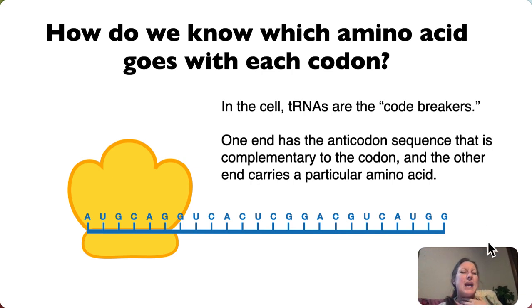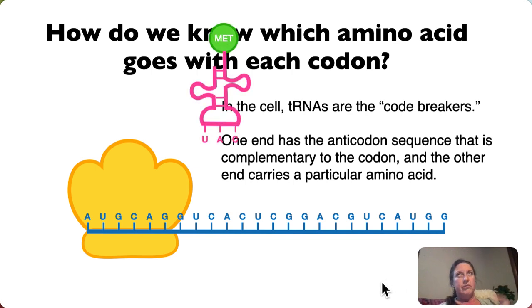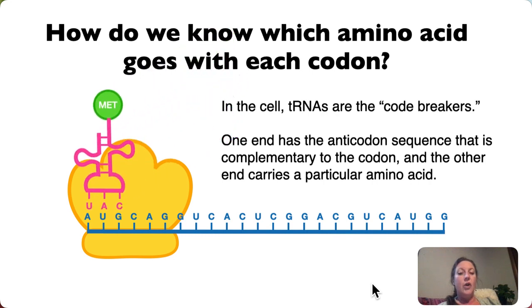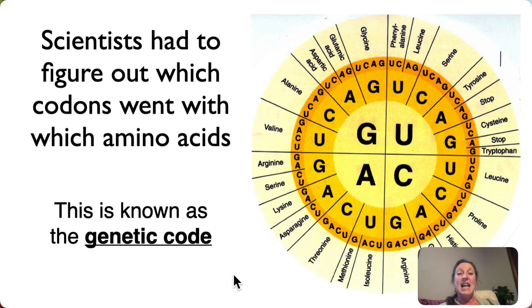So how do we know which amino acid goes with which codon? Now, the cell knows because it has tRNA, which are like the cell's code breakers. In other words, every codon has a tRNA with a matching anticodon that automatically carries the correct amino acid. But scientists had to work this out the hard way by adding amino acids and seeing which ones got used with which codes and so on.